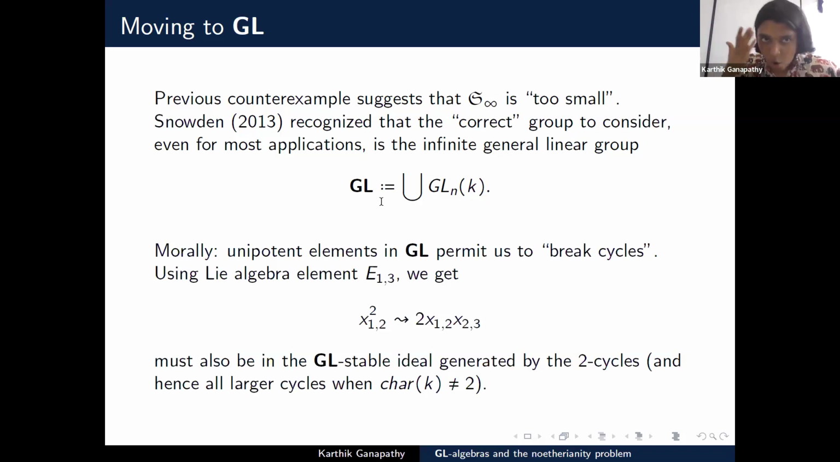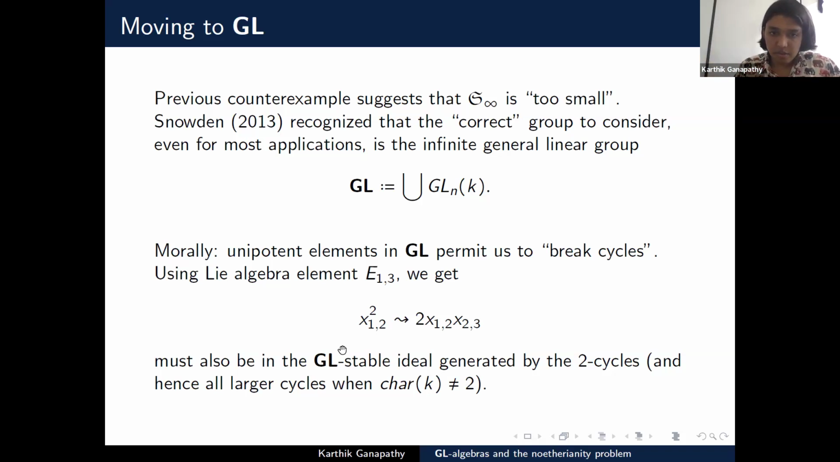And morally what's happening is that unipotent elements in GL permit us to break cycles. So for example, if you take the Lie algebra element E_13, it's a derivation, so E_13 of x_12 squared will be 2 times x_12 times E_13 acting on x_12, which is just 2 times x_12 times x_23. Okay, and so you've taken a 2-cycle and made it into 2 edges connected at one vertex, which means that at least if the characteristic of K is not equal to 2, you can get all other cycles by just now multiplying this with x_13, you'll get a 3-cycle and so on.